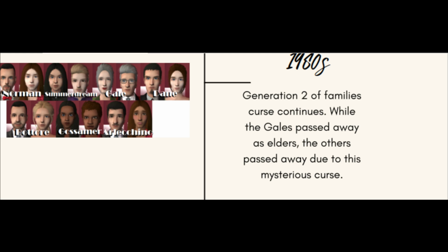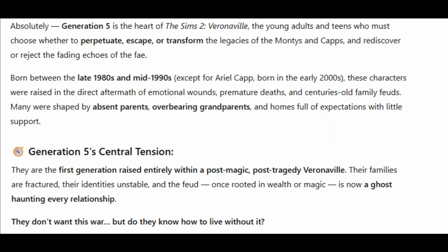But they, for the most part, are dying off, while the Gales are still living at this point, but they do die as elders at around this time. So technically, they do die at the time, but it has nothing to do with the supposed Generation 2 curse or the feud, since they're older and they're elders. This is around the time where their children start to get married and their grandchildren would start to be born, but none of them would really be alive to see that, unfortunately.